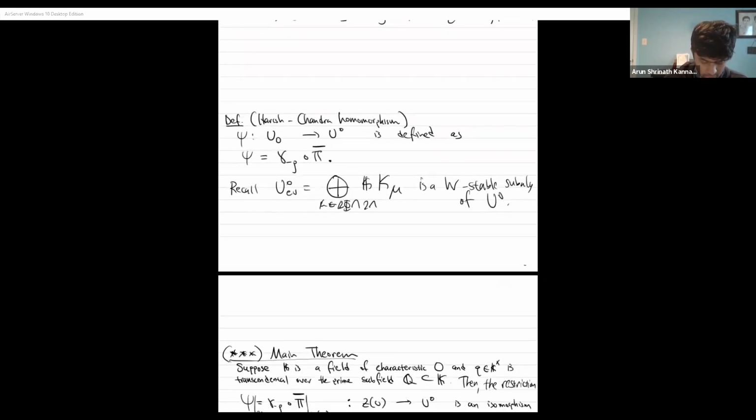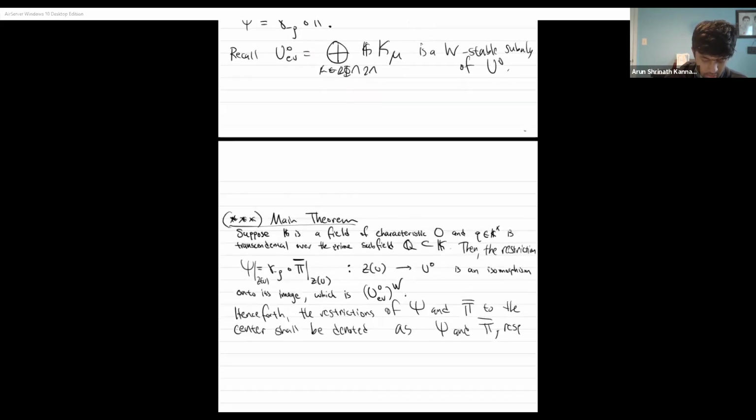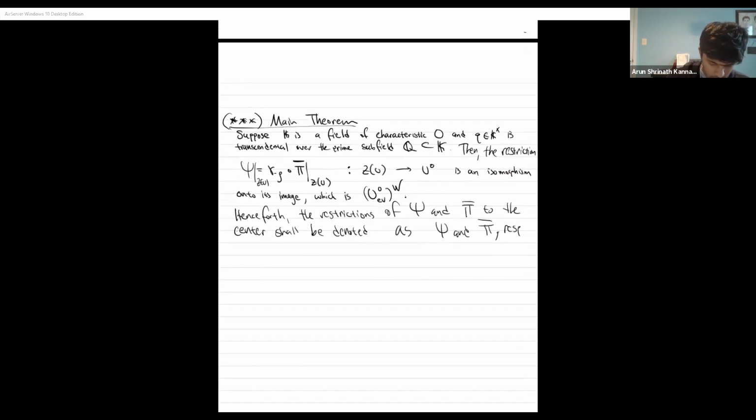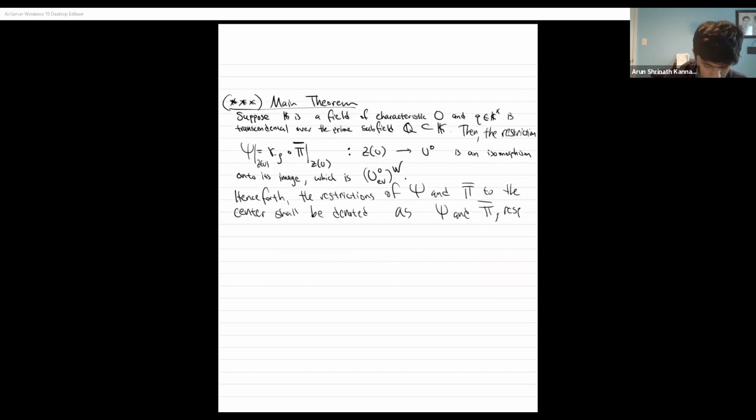And so our main theorem from last time was that the restriction of the Harish-Chandra homomorphism to the center is an isomorphism onto its image, which is the W invariance of this U naught EV that I just described. Okay, that's the theorem we're trying to prove.